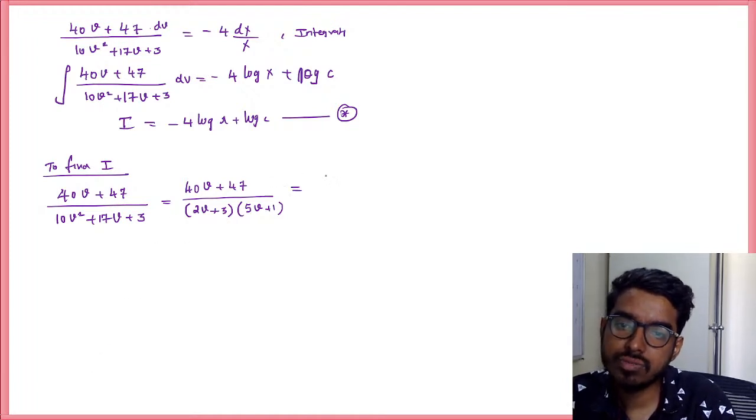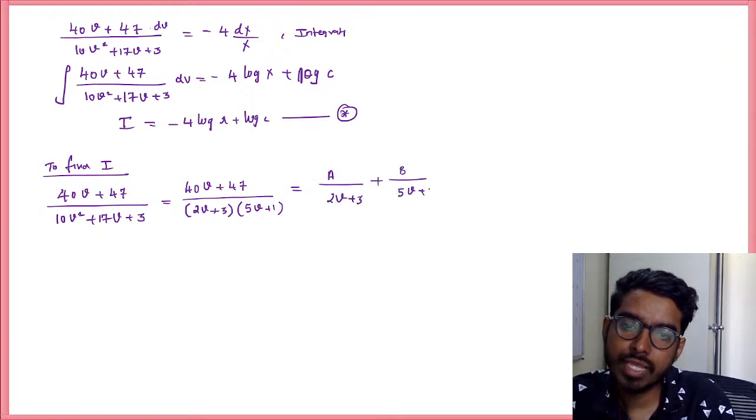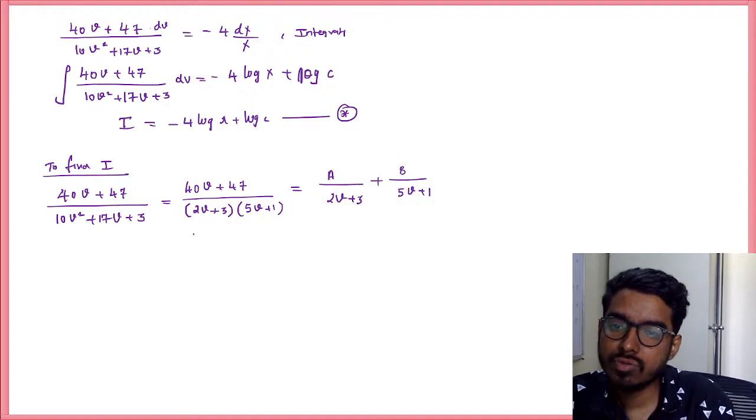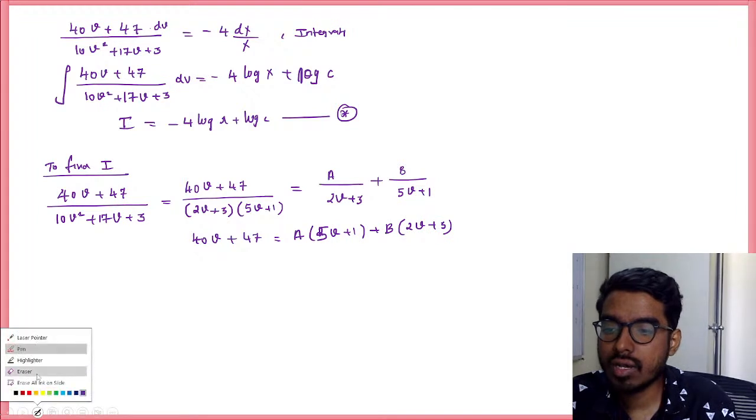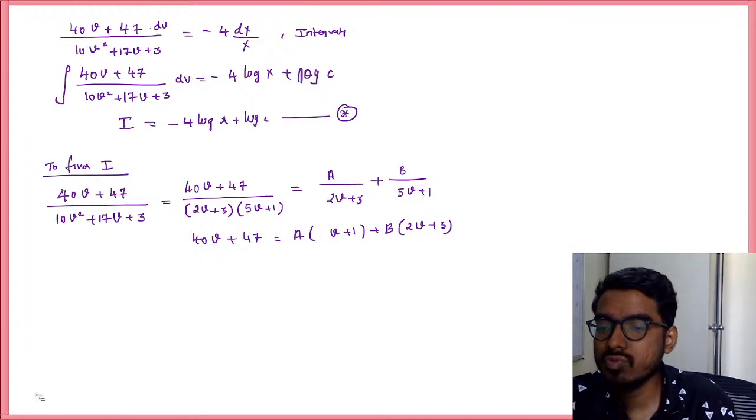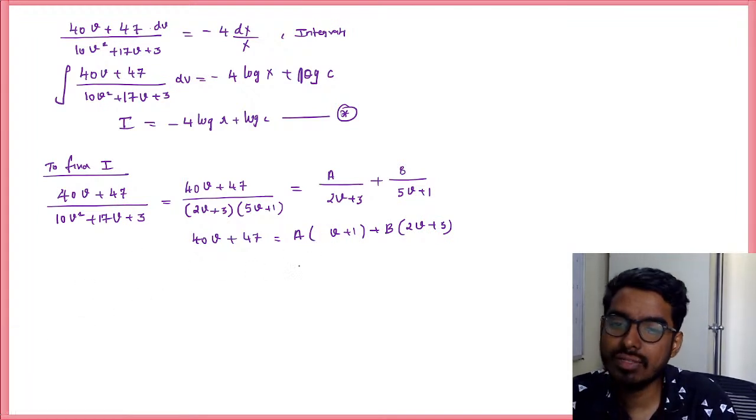Now this is a by 2v plus 3, b by 5v plus 1. Multiply throughout by this, so we will have 40v plus 47 is equal to a into 5v plus 1, b into 2v plus 3. Now substitute the value of v, you will get the roots to be equal to minus 1 by 5 and minus 3 by 2. Solve this.